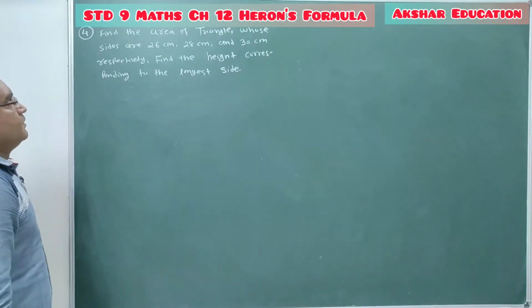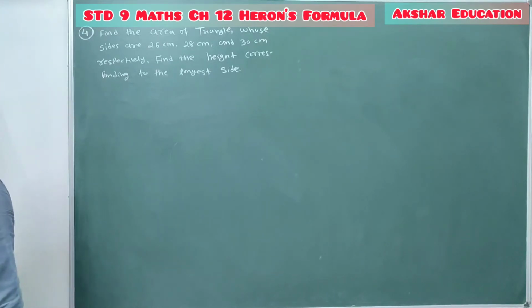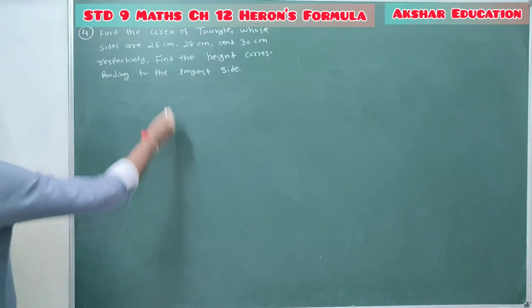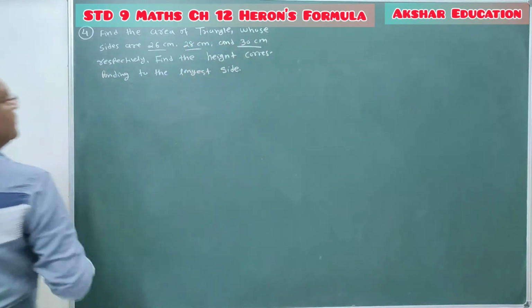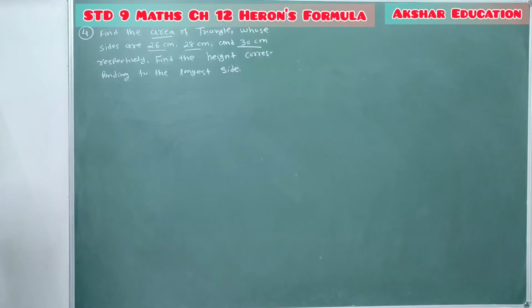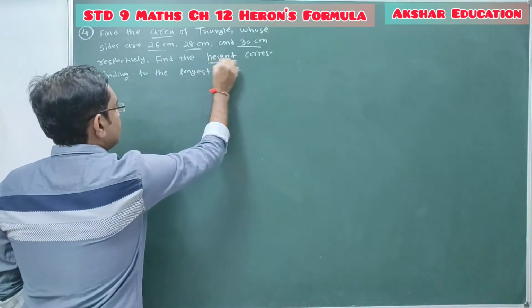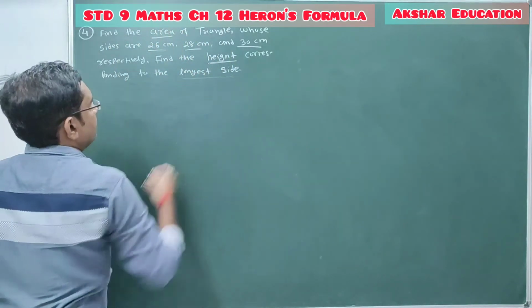So now you have to find the area of a triangle whose sides are 26 centimeter, 28 centimeter and 30 centimeter. So three sides are given. The measures of three sides are given. You have to find the area of the triangle. So this can be easily found by using Heron's formula. But one additional question is there. Find the height. You have to find the height of the triangle corresponding to the longest side.